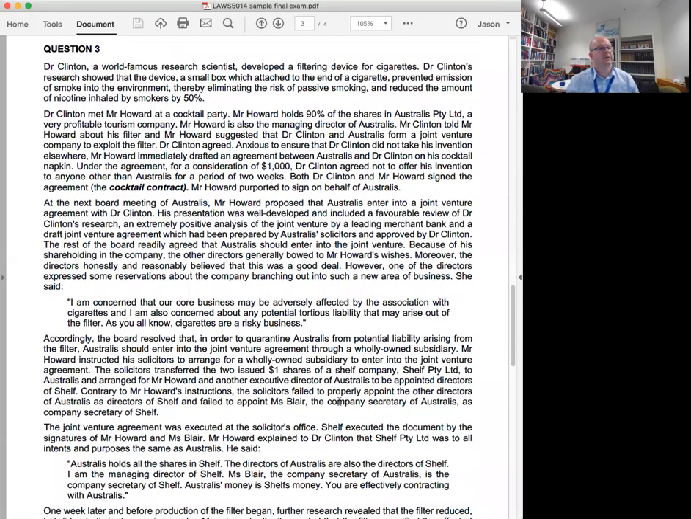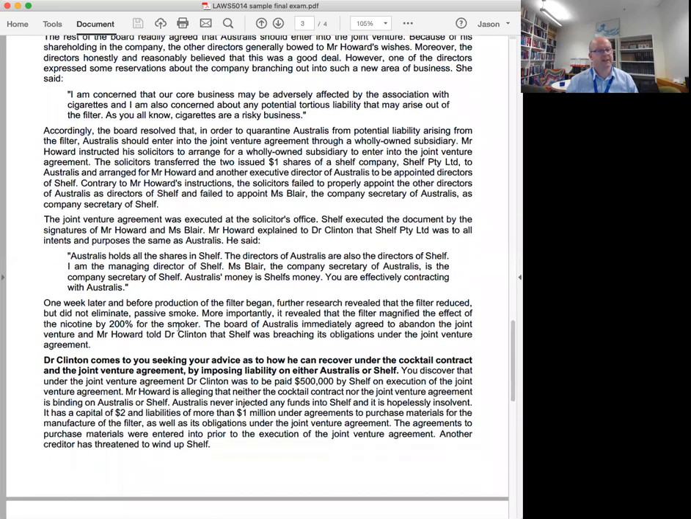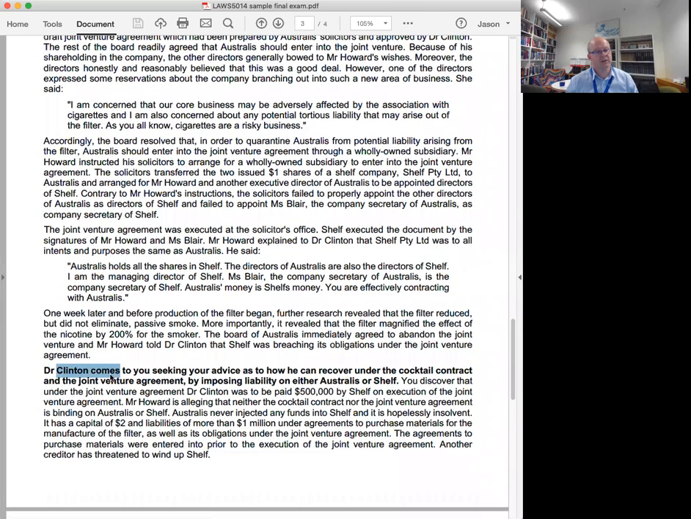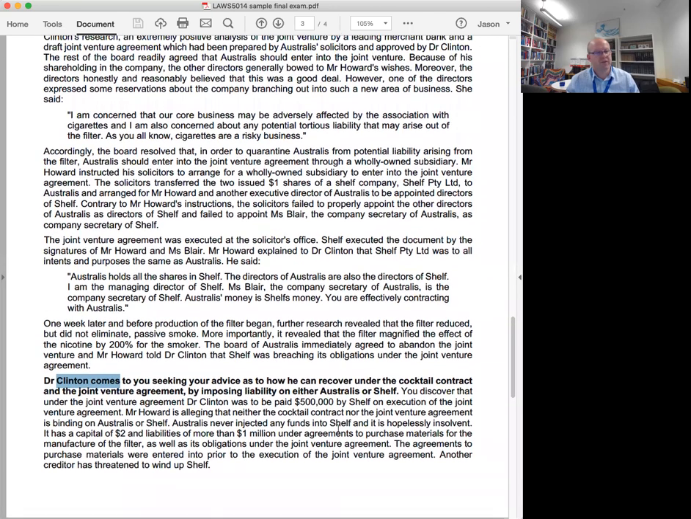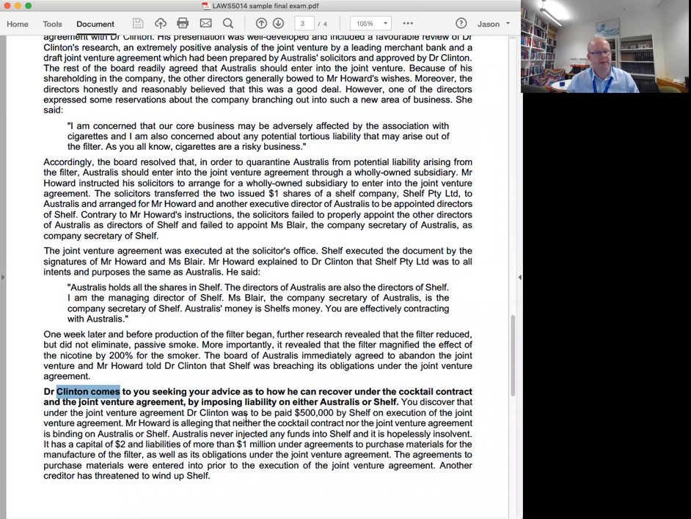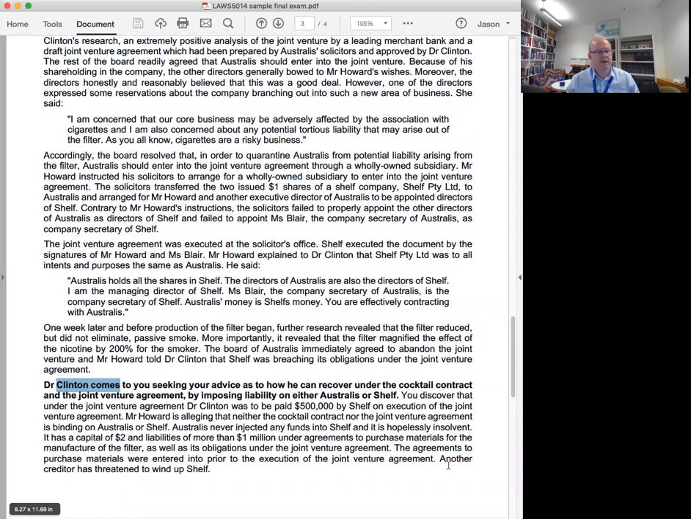All right, so we've got Dr. Clinton, the world famous scientist. So what's the question actually asking us? Our client is Dr. Clinton, who wants advice as to how he can recover under a particular contract and the joint venture agreement by imposing liability on 2 other companies. And essentially here, a kind of a joint venture vehicle has been set up. It hasn't been fully capitalised. Australis never put any funds into Shelf. Shelf is hopelessly insolvent.